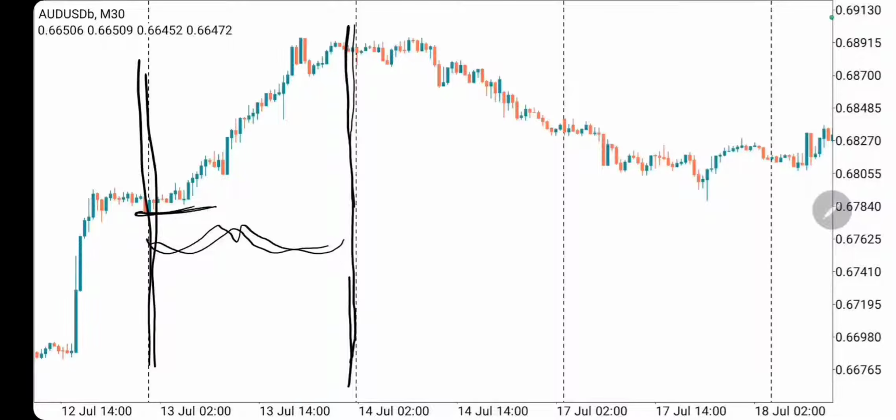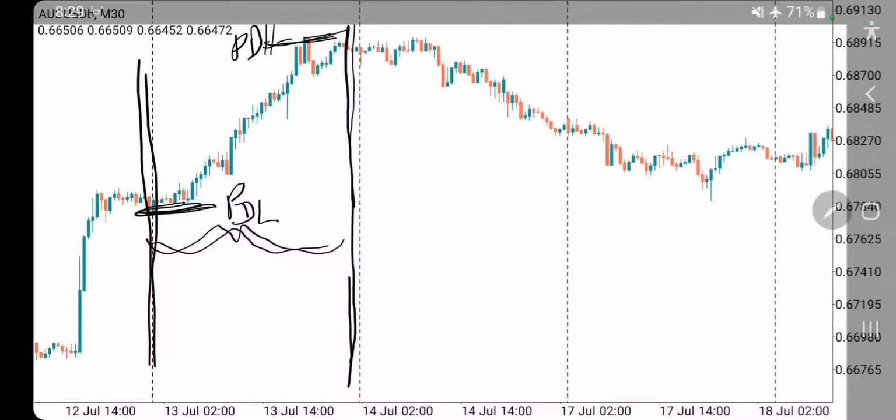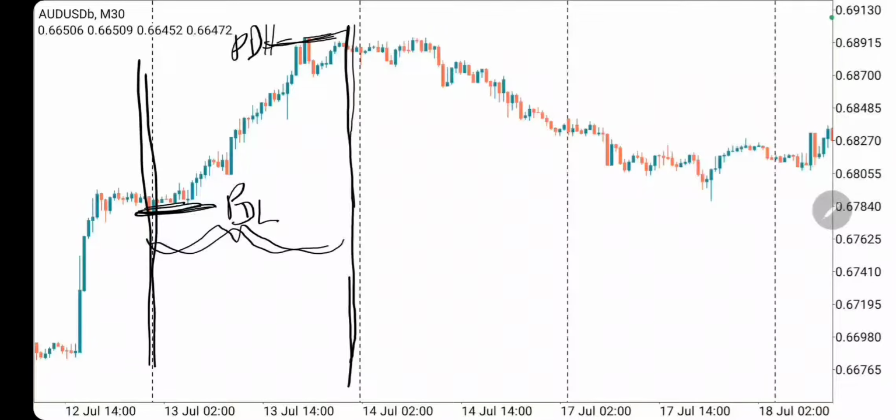This is the lowest point the market traded at this day. This is the highest point. This is the previous day's low, and this point is the previous day's high. Okay, this is the previous day's high. So I need to identify my previous day's low and previous day's high. Are you with me? So that is important.